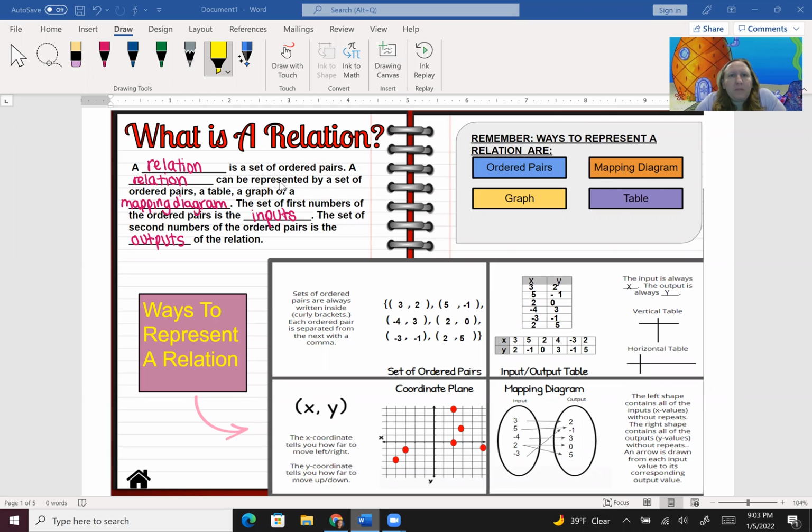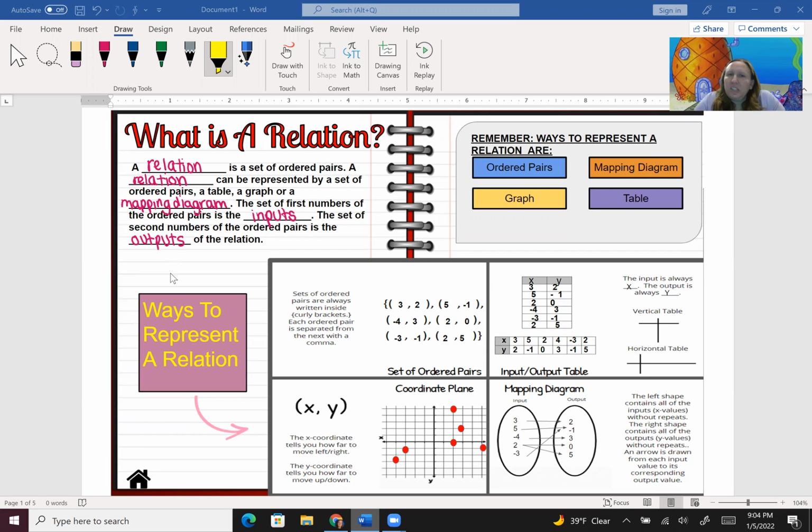A relation can be represented by a set of ordered pairs, a table, a graph, or something called a mapping diagram. And we'll go through each of those four in a minute, okay? The set of the first numbers of the ordered pairs is the inputs, and the set of the second numbers of the ordered pairs is the outputs. Okay, so putting in the input, getting out the output.